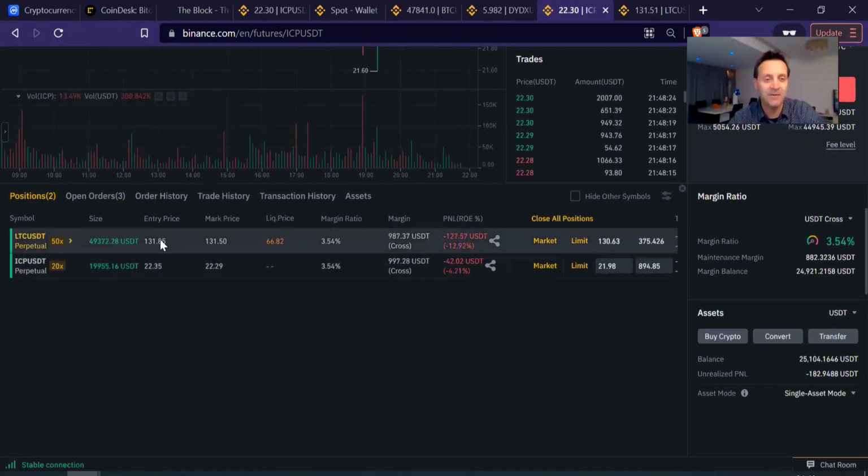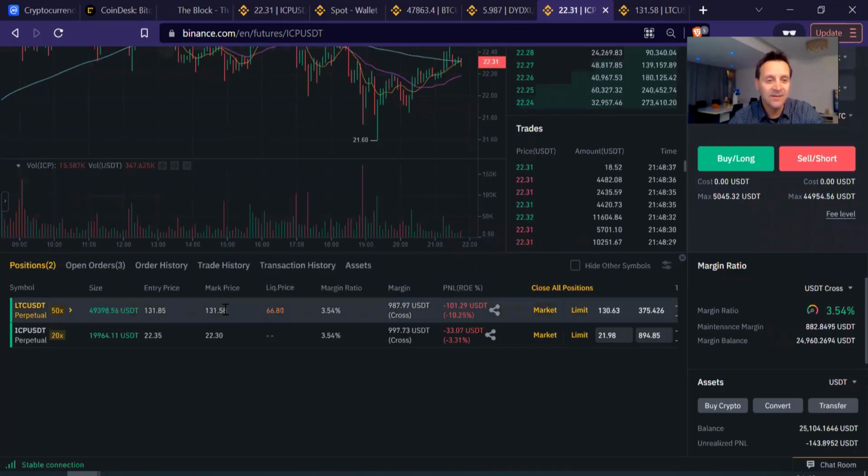And the other one I bought at $131.85, and now it's $131.53. You see, it's only about 30 pennies of the dollar less. It's not that much down.